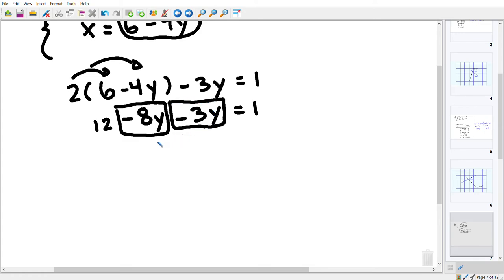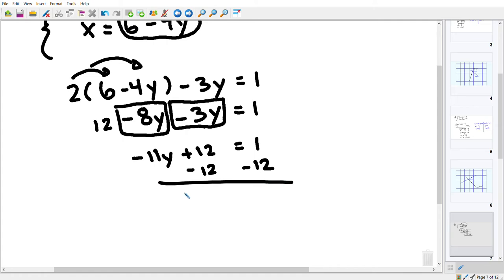So you could use your number line up there on the wall. You can use your rules or just your skills from previous years to recognize again that that is -11y. It's a +12 equals 1. So if you do it correct, it's not going to be a fractional answer. Let's subtract 12 both sides. So -11y is equal to -11.